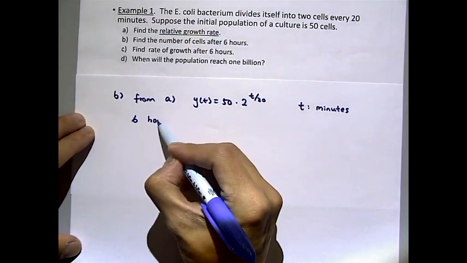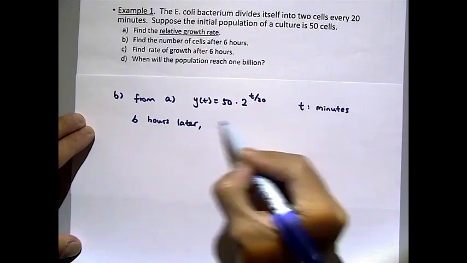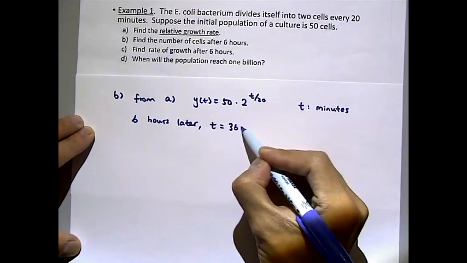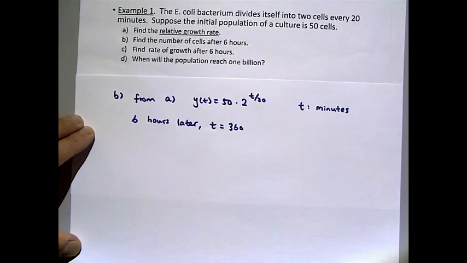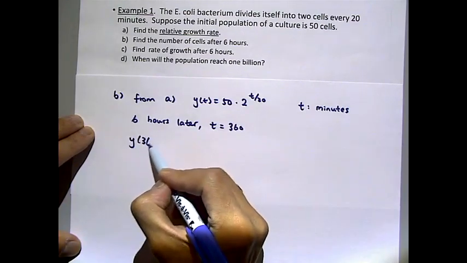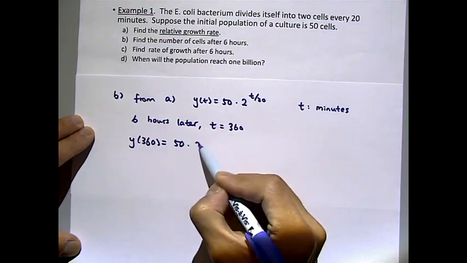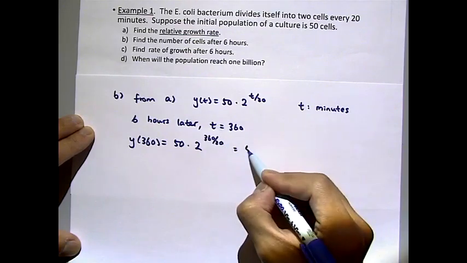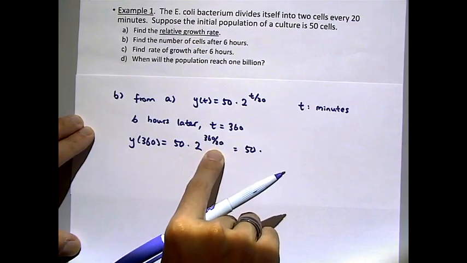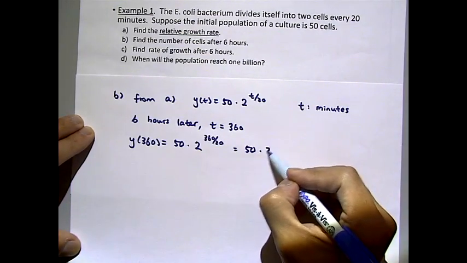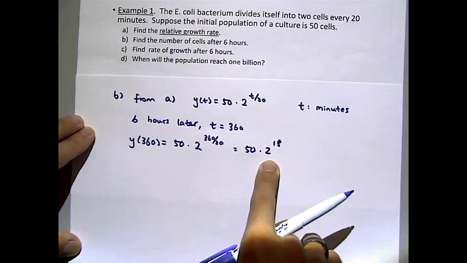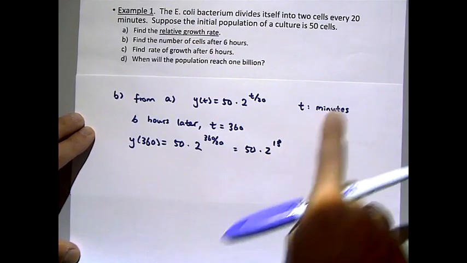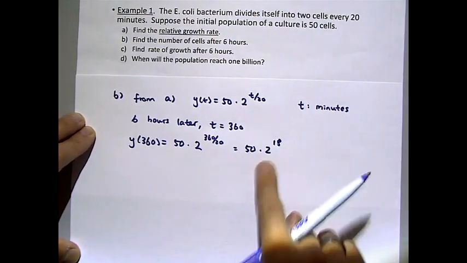6 hours later, 6 hours in minutes is 6 times 60, 360, right? So the number is equal to y of 360 equal to 50 times 2 to the power of 360 over 20. That's 50 times 2 to the power of, that's 18. This tells you it goes through the doubling time 18 times. It doubles 18 times. That much time later, it doubles 18 times. That 2 tells you doubling.